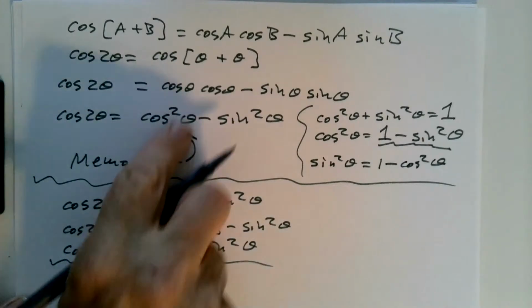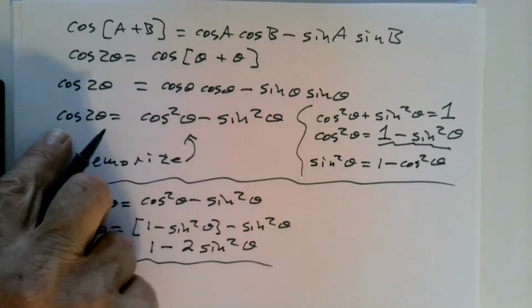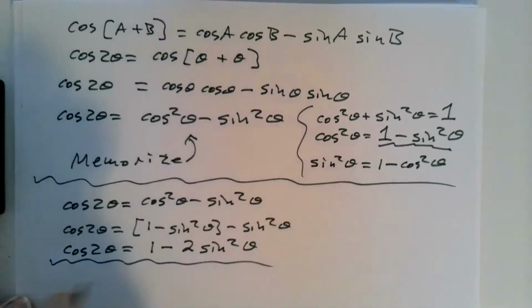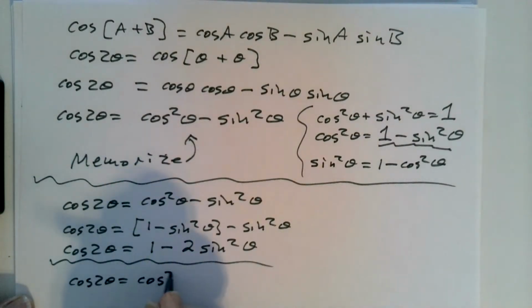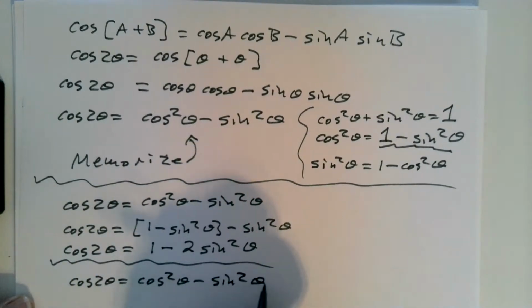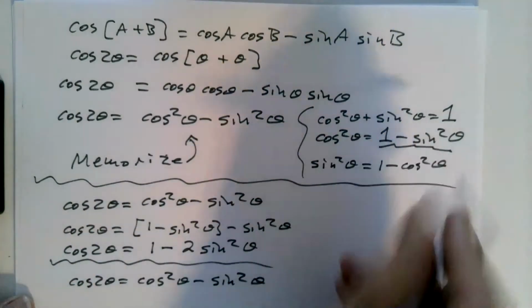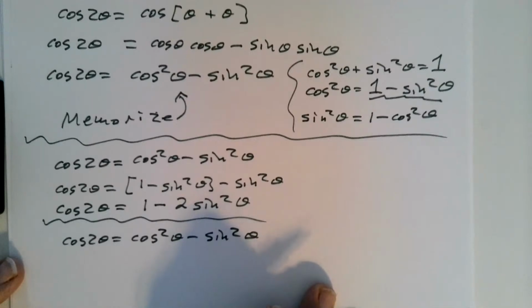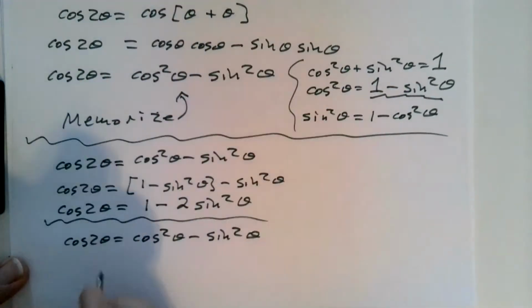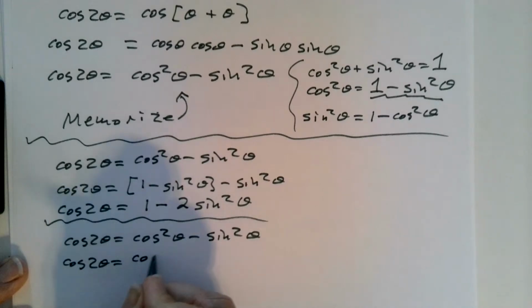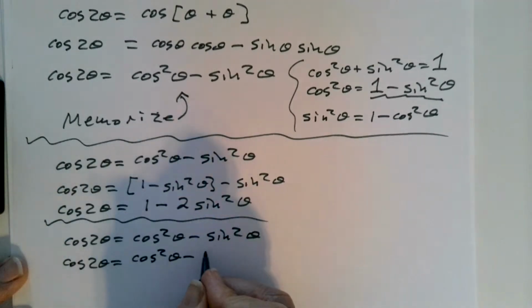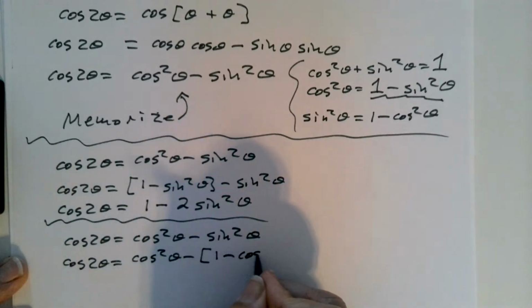So here's the identity I want you to memorize. This is the one to memorize for calculus. Cos 2 theta is cos squared theta minus sine squared theta, which looks a lot like the Pythagorean identity, just a minus instead of a plus. If I replace sine squared theta with 1 minus cos squared theta, I get cos 2 theta is cos squared theta minus (1 minus cos squared theta).